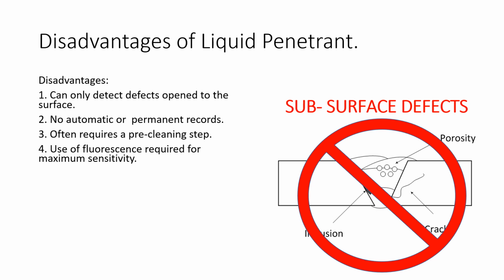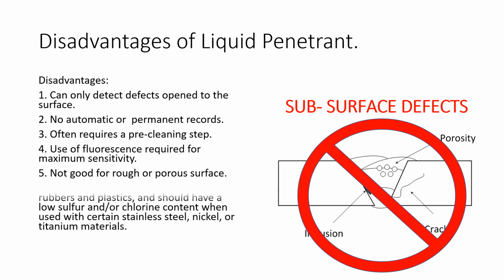If we really want to get the maximum out of this, a lot of times they use fluorescence, use fluorescent lights, and have a special type of penetrant testing dye that is going to fluoresce when a fluorescent light is put on it. It's also not good for rough or porous surfaces. If it's a porous surface with a lot of holes in it, it's not going to work very well.